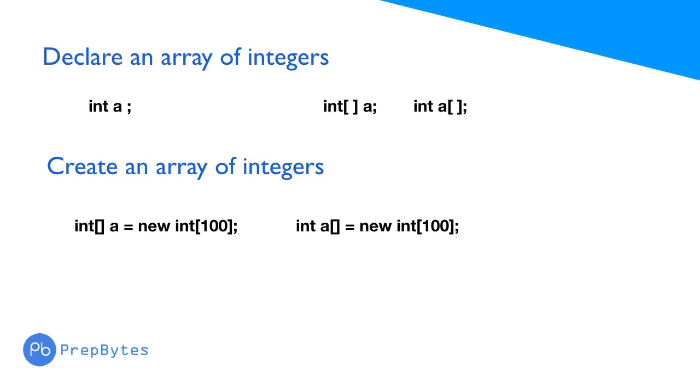So new int, again int is the data type. If it is going to be float, it will be float. So we have new int 100, which means I want to create an array that will store 100 elements.